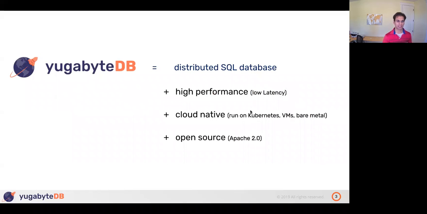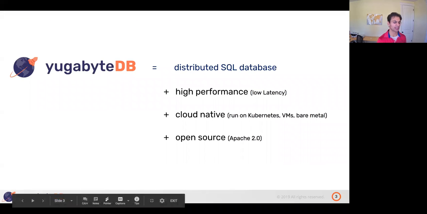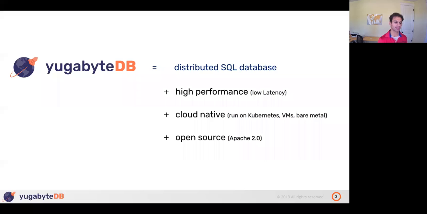With YugabyteDB, it's a fully open source project, as Faisal was saying. It's open sourced under Apache 2.0. You can think of it as effectively as open source as PostgreSQL. So all of the so-called enterprise features, things like security and so on, everything is in the open source. And so YugabyteDB is a distributed SQL database with a focus at the design level on high performance, on being cloud native, which is, run it anywhere: Kubernetes, VMs, bare metal, and like open source, right? Keep everything open source as a database.